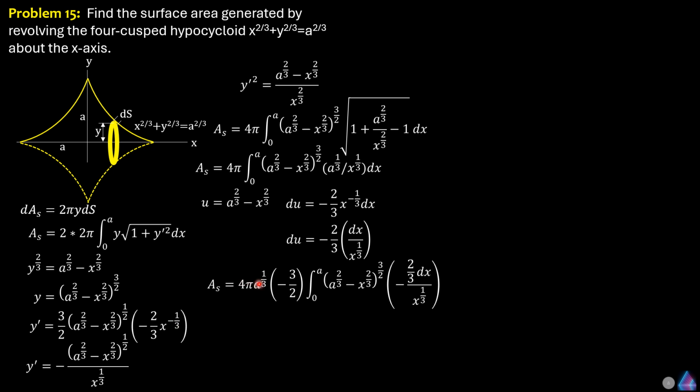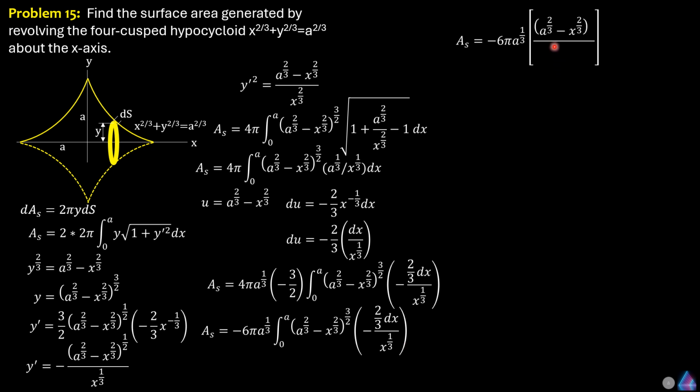So this is negative 6 pi a to the 1/3, then times the integral of this, which is the quantity a to the 2/3 minus x to the 2/3 raised to 5 halves. We first set it up in this manner. So that is now in the form u to the 3 halves, integral of u to the 3 halves du. So negative 6 pi a to the 1/3, quantity a to the 2/3 minus x to the 2/3 to the 5 halves over 5 halves from 0 to a.